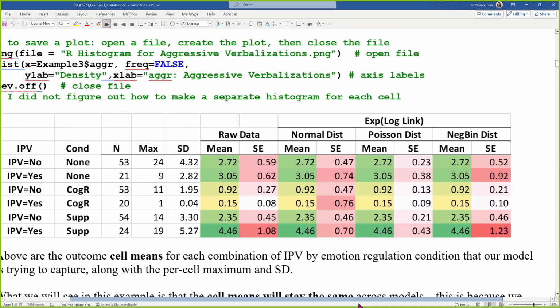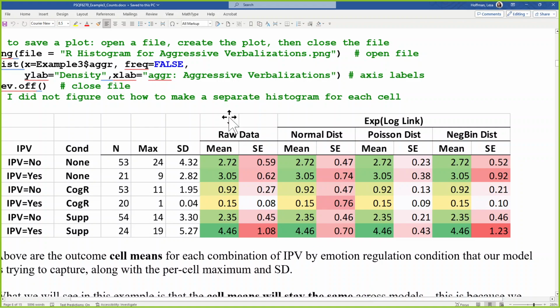Remember this table? The green columns were right here. So these are predicted means from the model parameters. They are exactly the same. So the slopes themselves are fine. Other than the fact that they predict the log of the expected count and not the raw count, the slopes are fine.